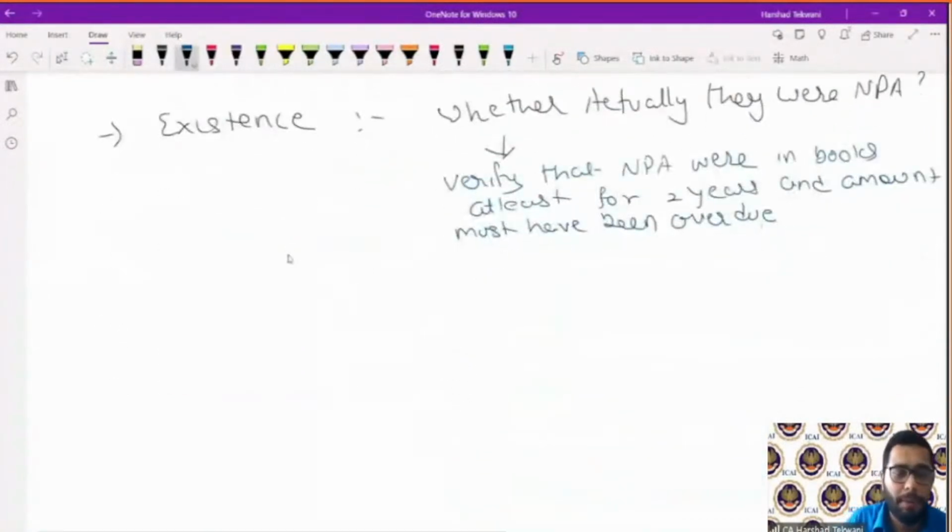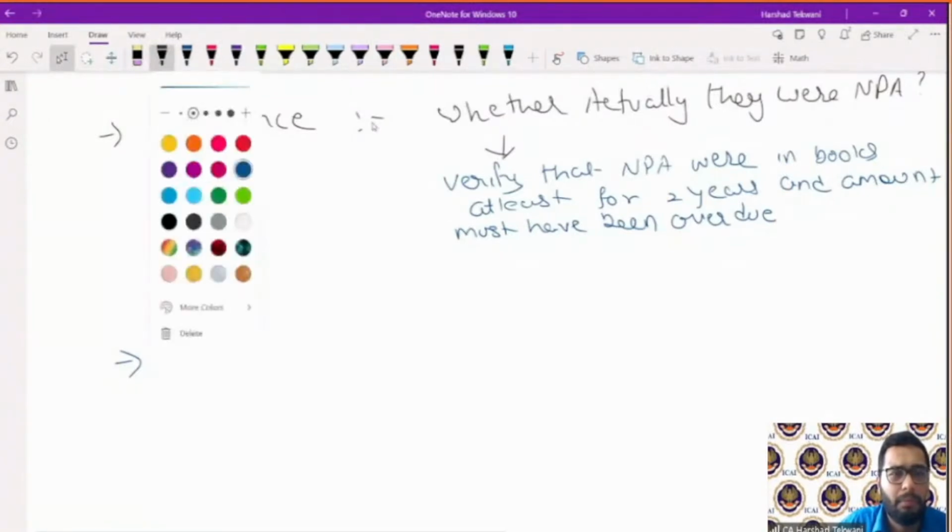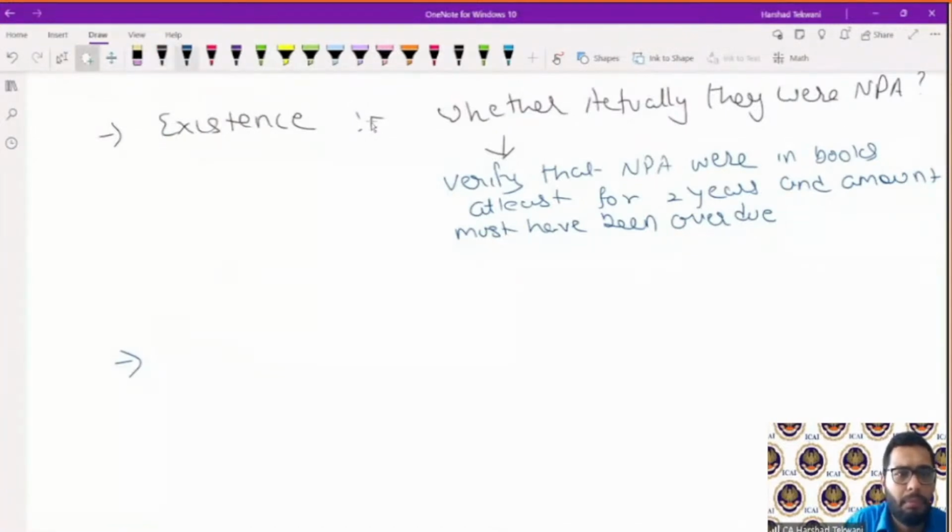Okay. Third, what will you verify? You will verify how much you realized from that particular NPA sale. How much did you realize from that particular sale?